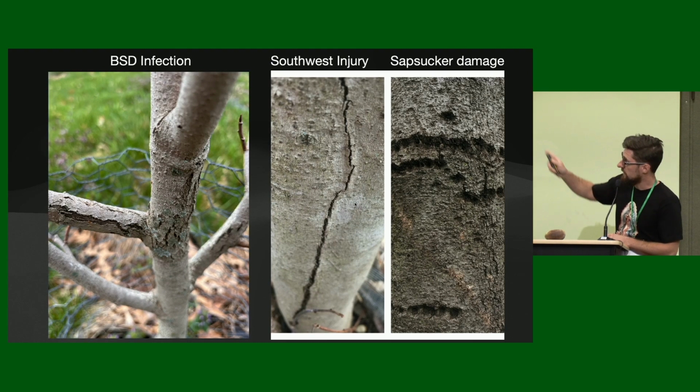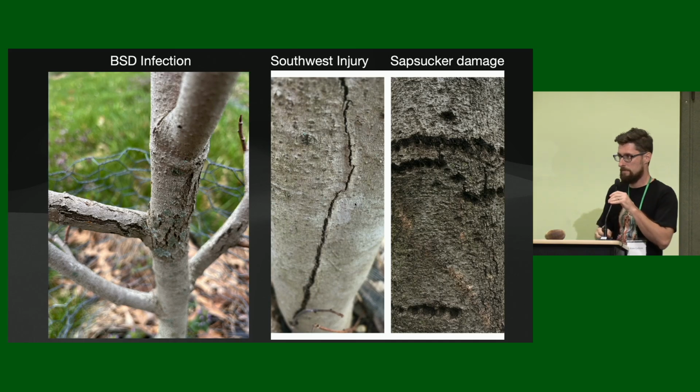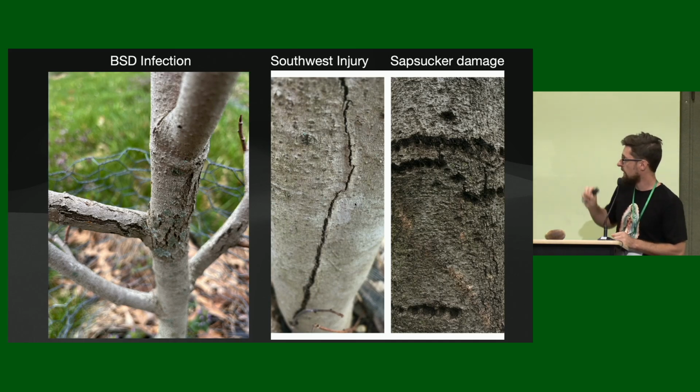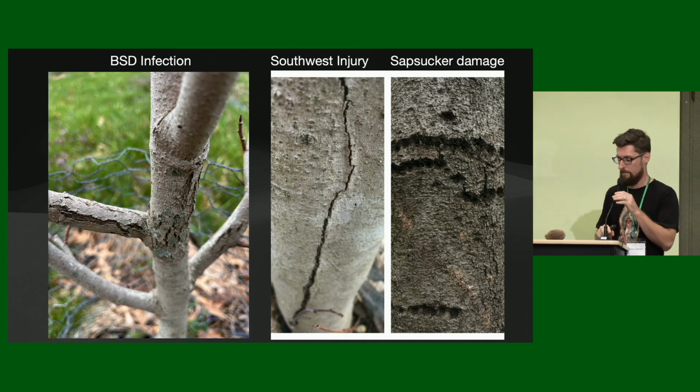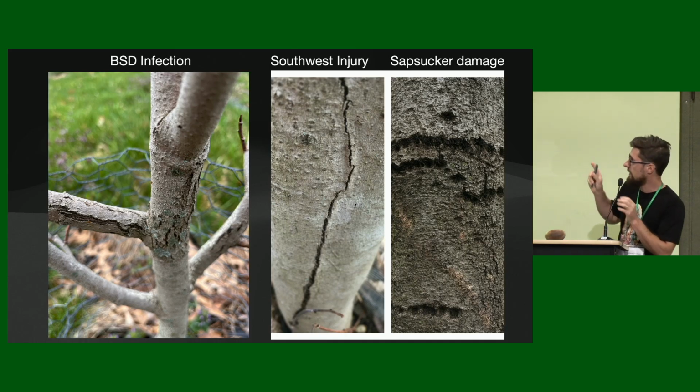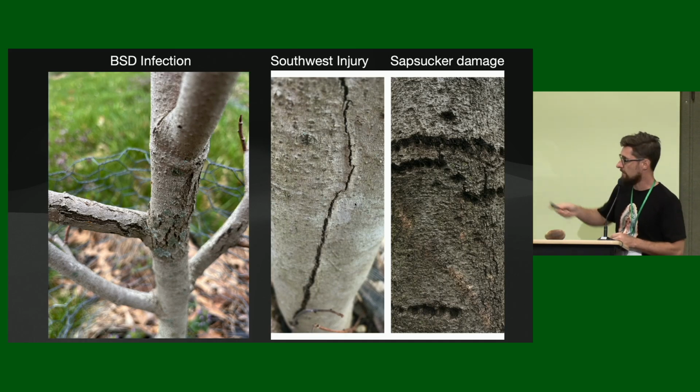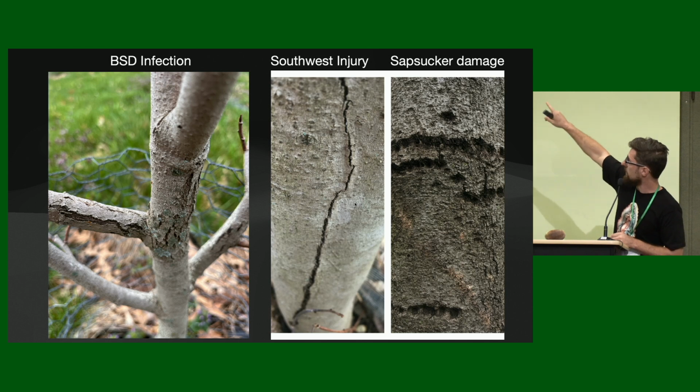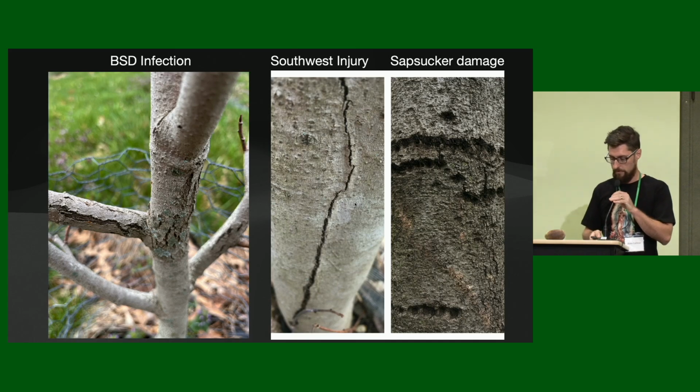Okay, so this is BSD on the left, southwest injury on the right, and sapsucker damage on the far right. So sapsuckers are a native species of woodpecker, and they peck into trees to get the sweet sap, and they really enjoy feeding on pawpaw trees, and that's what their damage looks like. It looks like little rows, like someone took a drill and went zip, zip, zip, zip, zip in lines across the tree. So all those could be confused for BSD and vice versa.